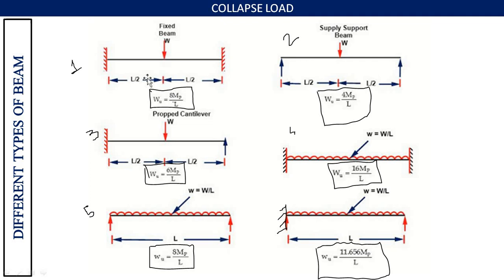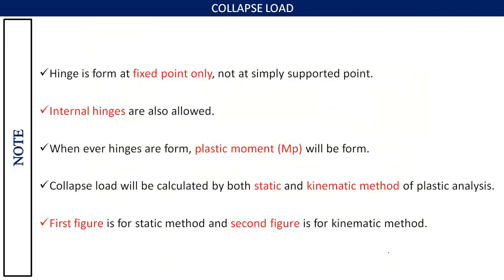These values of collapse load we will find for different cases. It is calculated as per the type of beam. I will show how to calculate this collapse load, or you can find the plastic moment, for different kinds of beams such as simply supported beam, fixed beam, prop cantilever beam, etc. Now let us see some important notes before starting the cases of beams.